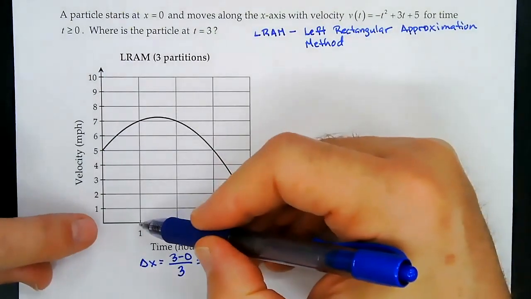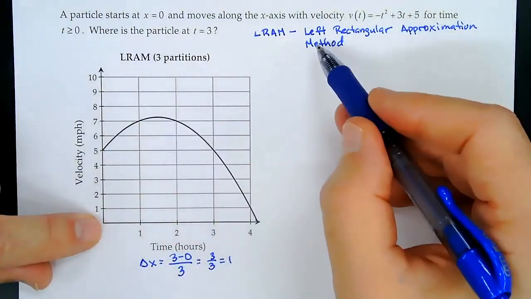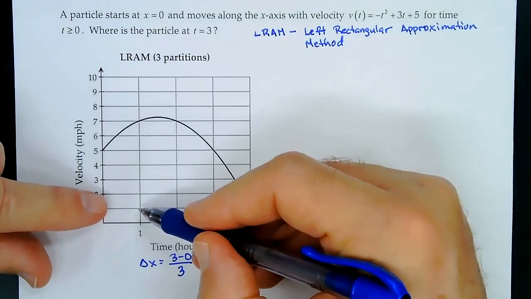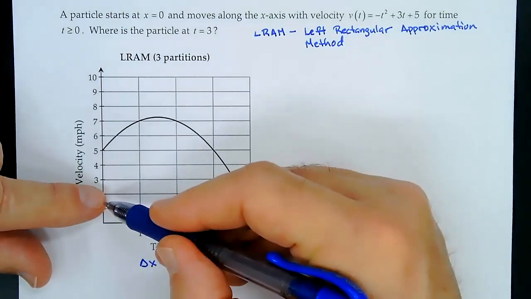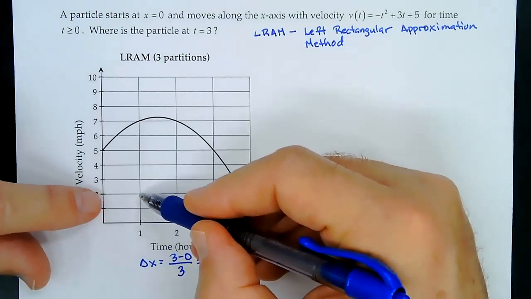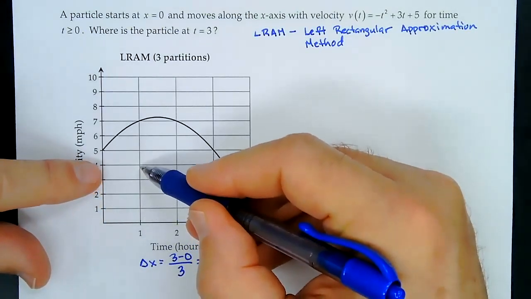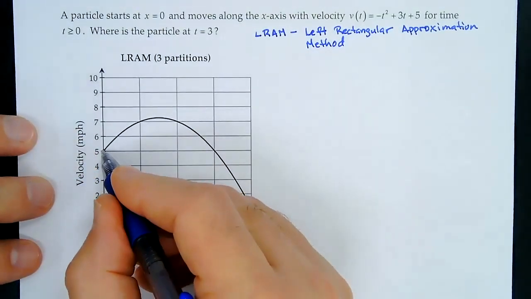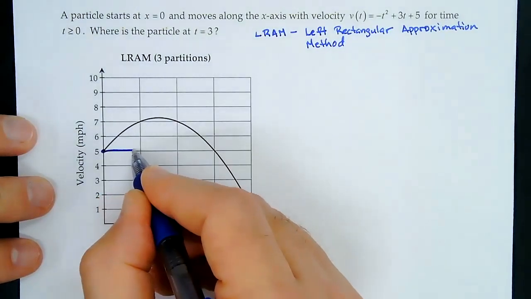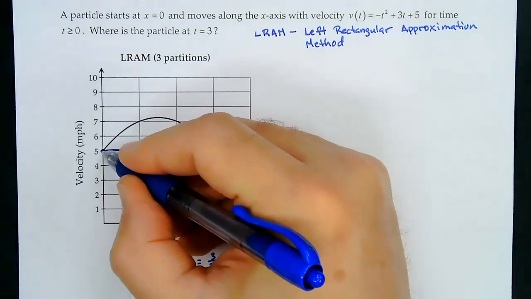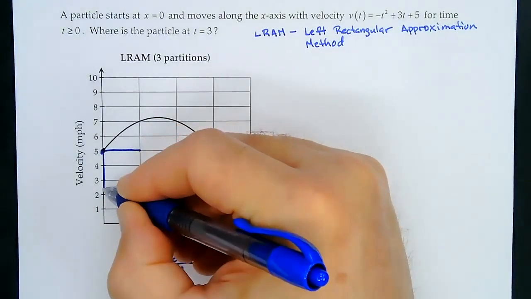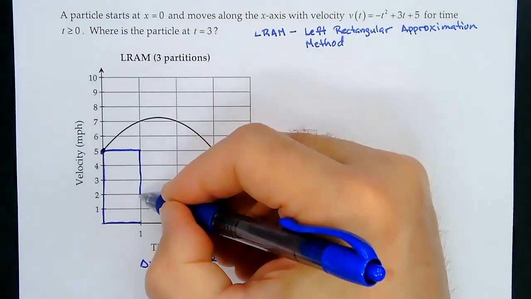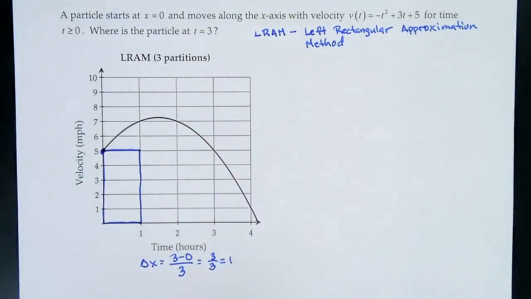And basically what we're going to do is, because it's the LRAM, all right, LRAM stands for the left. So we're going to build this rectangle, and we're going to go up until the left side, which is where my finger is, until the left side hits the curve. The left side, that's why it's called an LRAM. So we're going to stop right here at this point, and we're going to build a rectangle, okay? So here's my first rectangle.